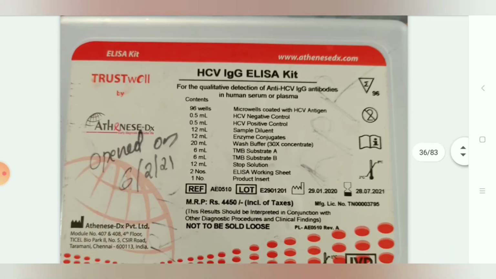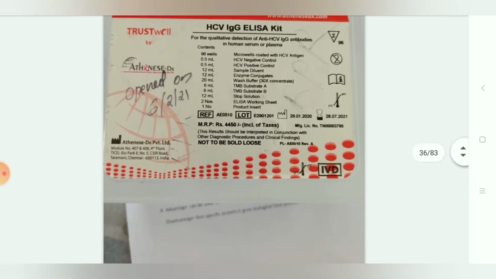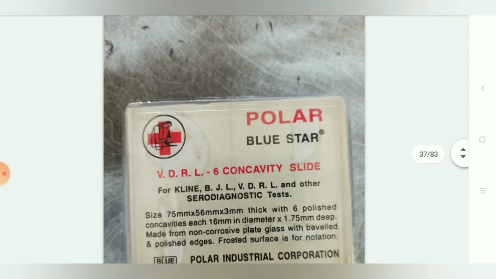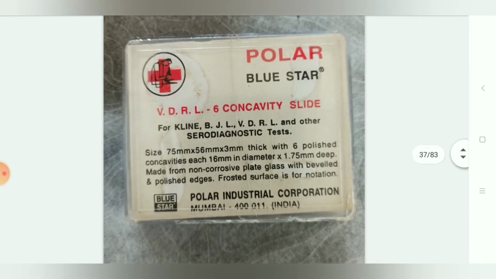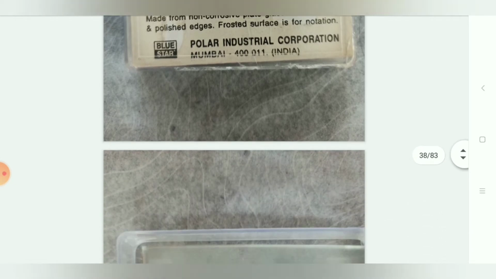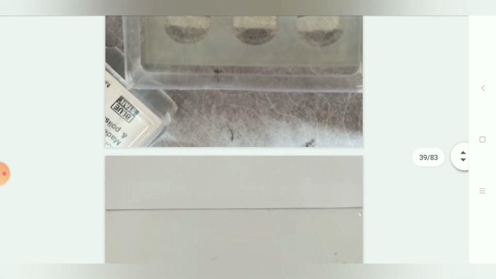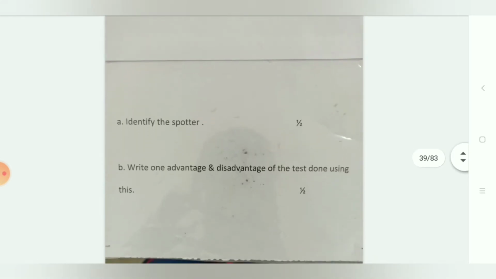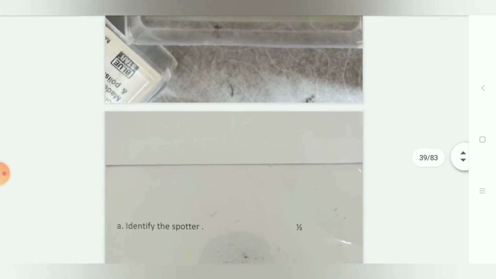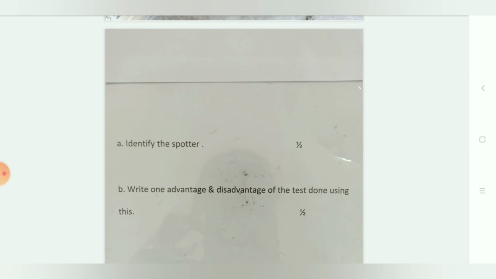So the next one is given. What is this? This is a VDRL slide. You can see here this is VDRL. Then identify the spotter, and give one advantage and disadvantage.